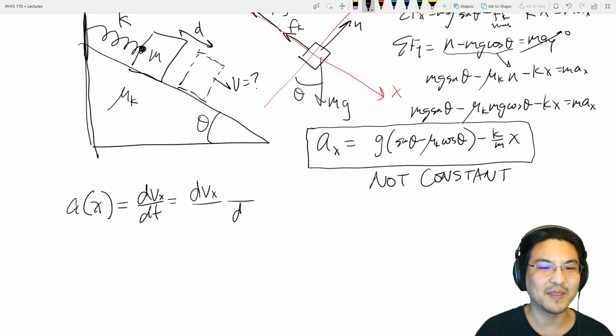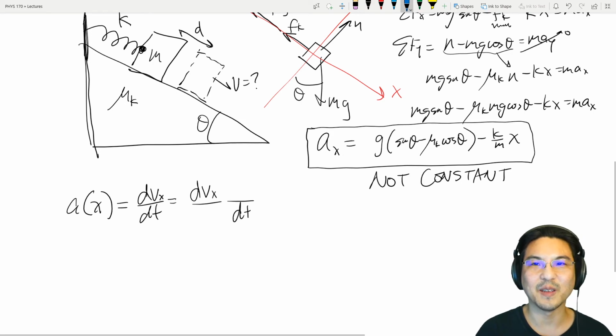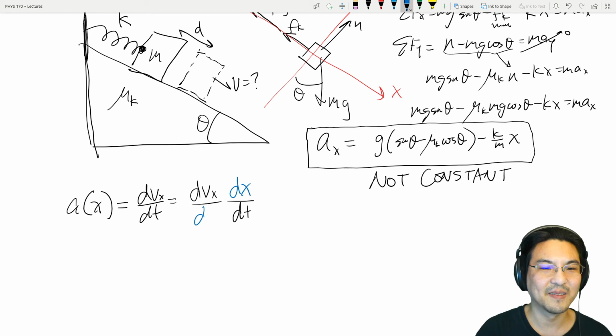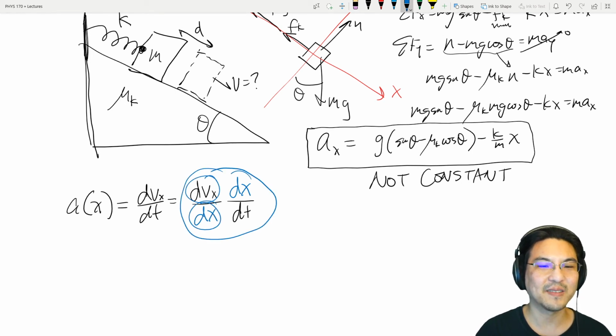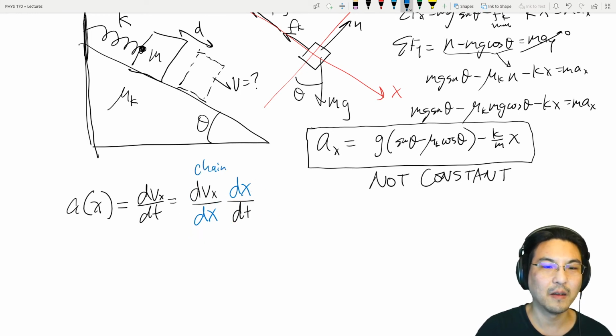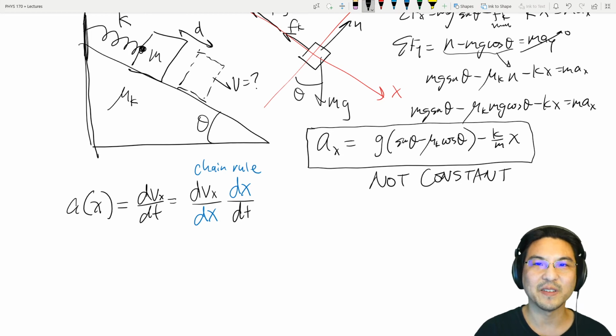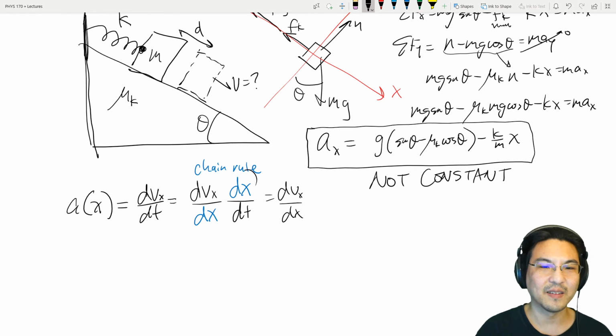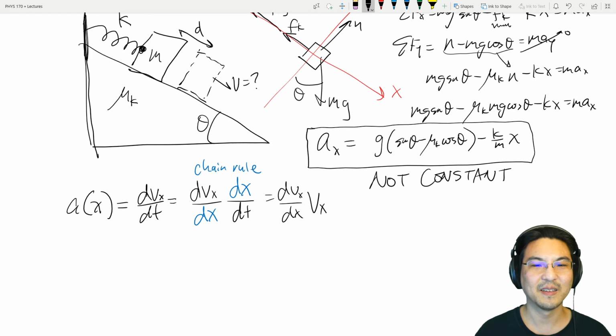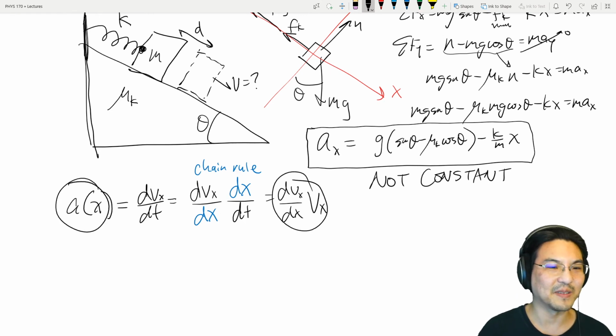So dv dt, I'm going to use an intermediate variable, x. See the chain rule happen? dv dx, dx dt. It's chain rule. Okay, what is dx dt? The time derivative of position, velocity. dv dx, dx dt is v, the x component of the velocity. So now look at this equals this.